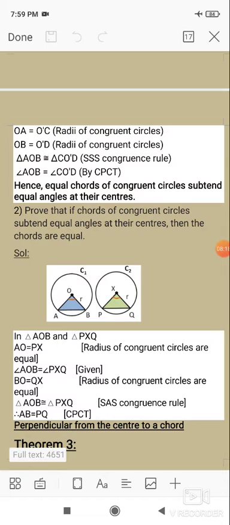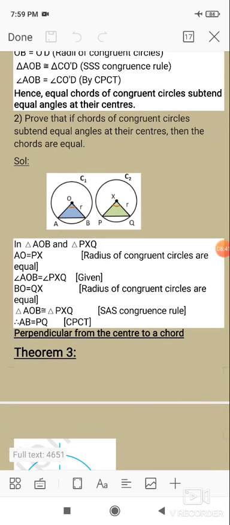The next one, BO equal to QX, radii of the congruent circles are equal. So, triangle AOB is congruent to triangle PXQ using the SAS congruence rule. Therefore, we can conclude AB equal to PQ. The chords are equal.